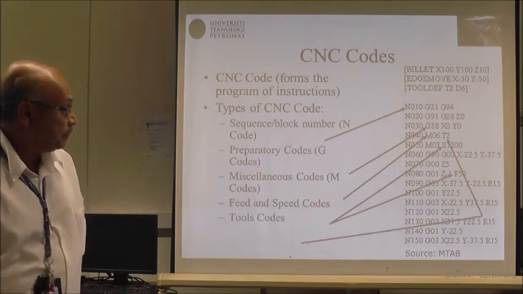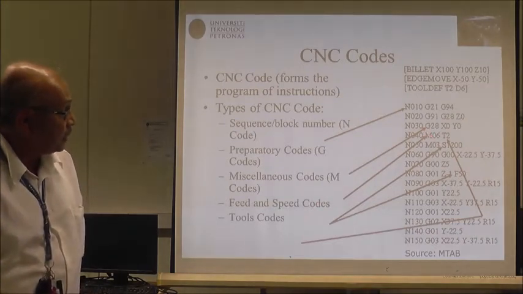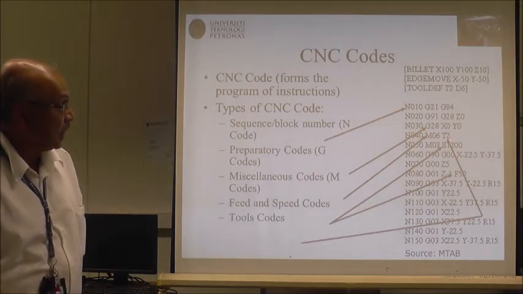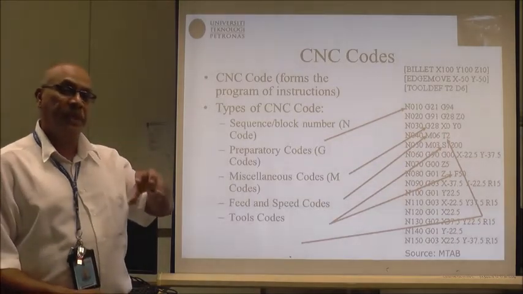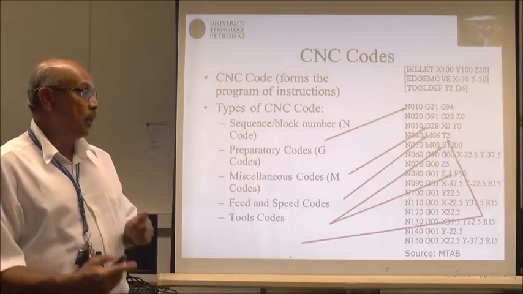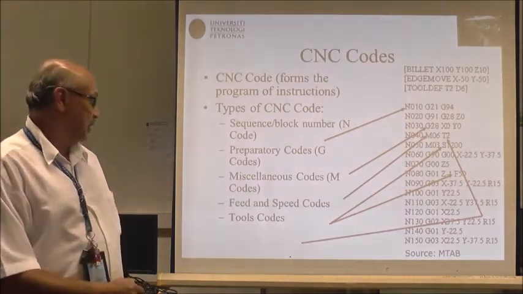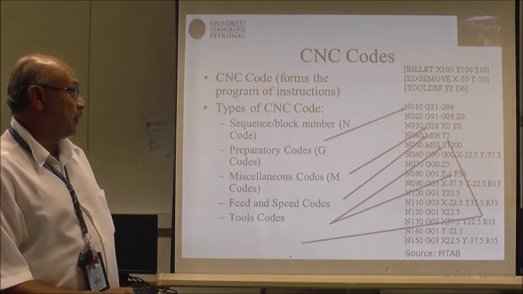And for speed, let me check where is the speed here. One example, S1200, meaning the spindle will be spinning at 1200 RPM, in 1 minute. So that is speed, given by S.